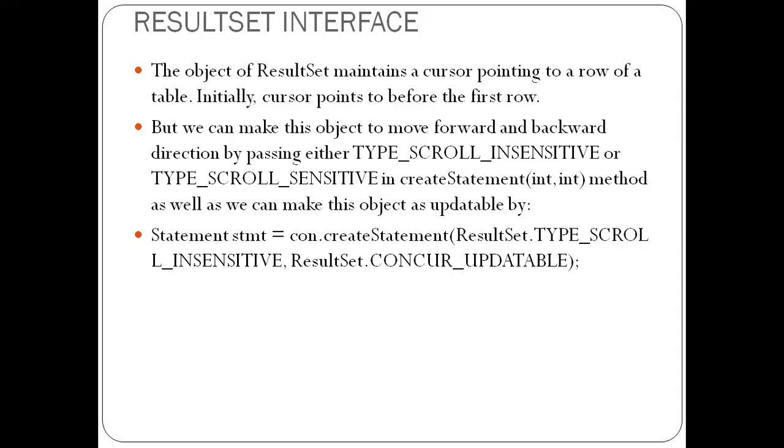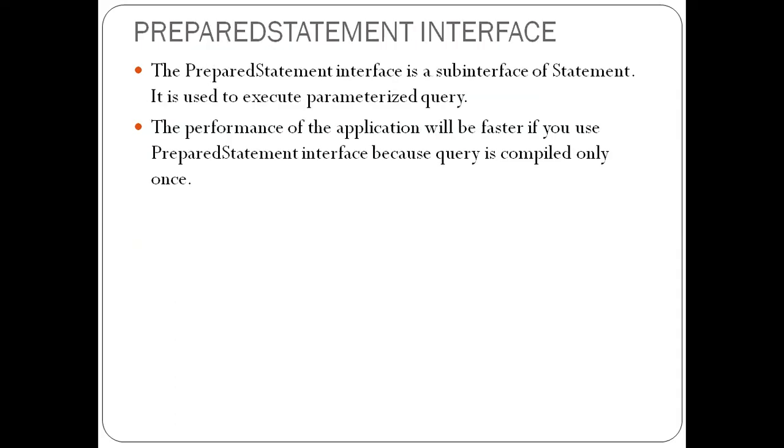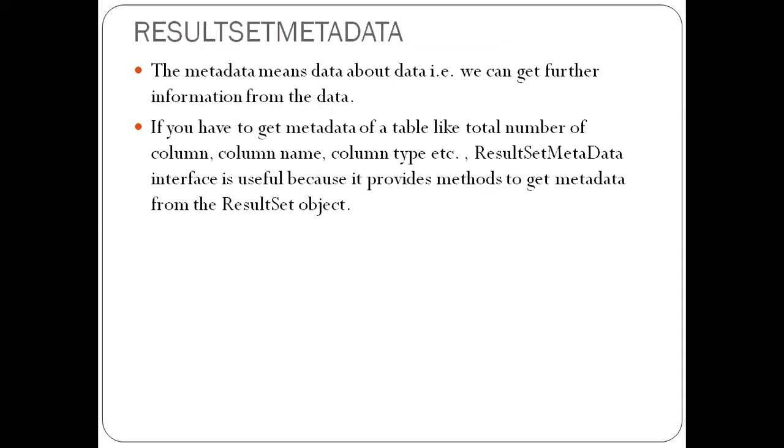Now next we'll see the result set metadata. What is metadata? Data about data is known as metadata. In JDBC, we have the following three metadata interfaces. What are the three metadata interfaces we have in JDBC? As I discussed in the earlier videos, they are result set metadata, database metadata, and parameter metadata.